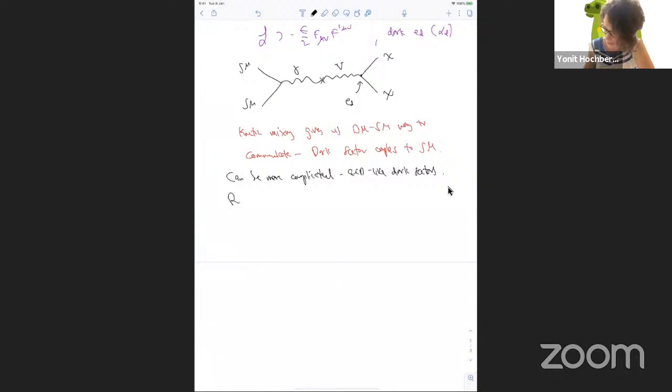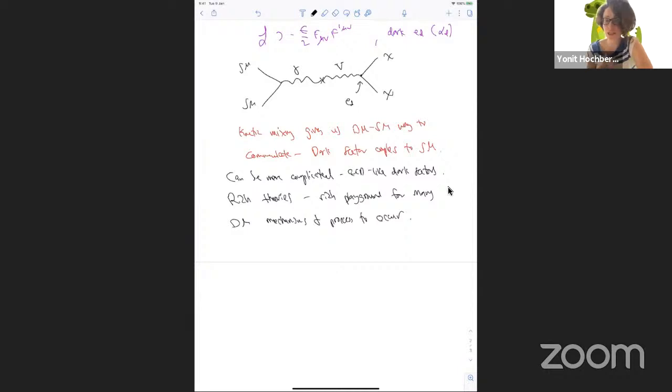And what's important, as I was saying before, is that these are very rich theories. And if they're rich theories, with a rich set of interactions and particles, it's really a rich playground for many dark matter mechanisms and processes to occur. And this is something that's true in general.